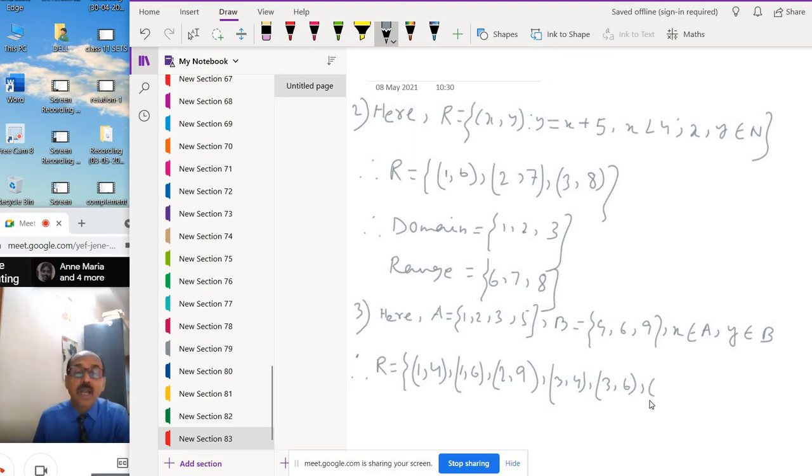3 comma 9. 3 comma 9 difference is 6. It is even. Don't take. Then 5 comma 4. 5 comma 4 you can take. Difference is 1. It is odd. So 5 comma 4.